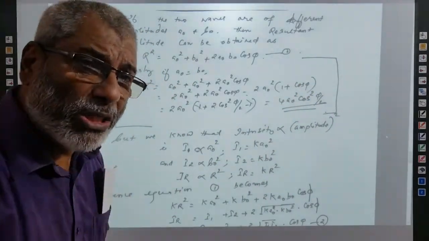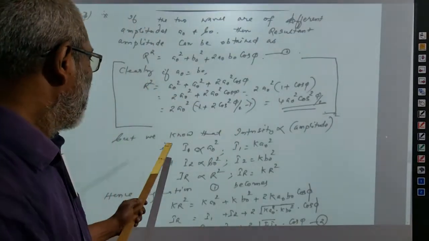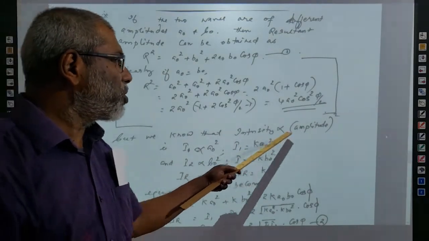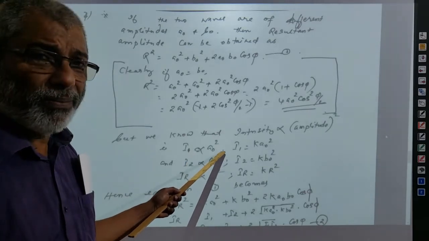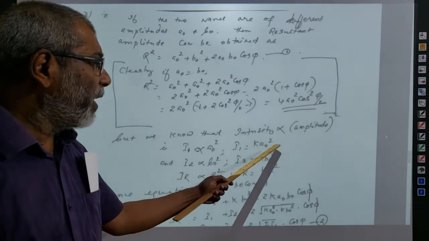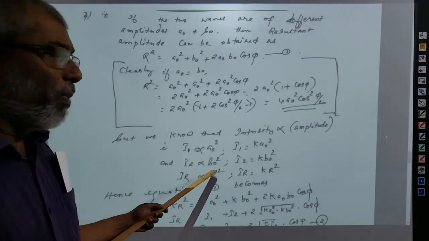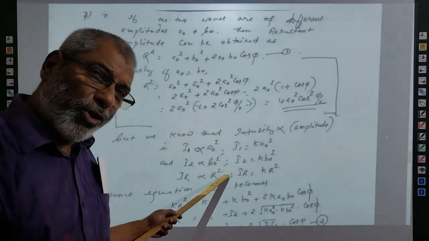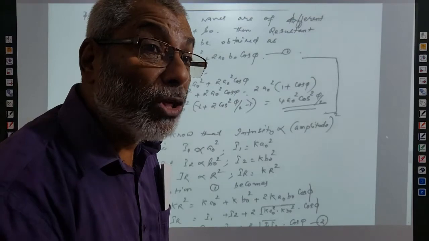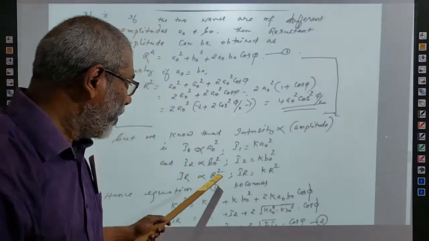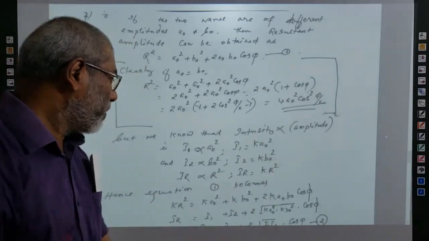But everybody knows the fact, everybody knows or not? Yes, say yes. Knows the fact that intensity is directly proportional to the square of the amplitude. Therefore, I1 is proportional to A0 square, so I1 is equal to K A0 square we can write. And I2 is proportional to B0 square. Why? Because the intensity of a wave is directly proportional to the square of the amplitude. For the second wave the amplitude is B0, hence we can write I2 is equal to K B0 square.